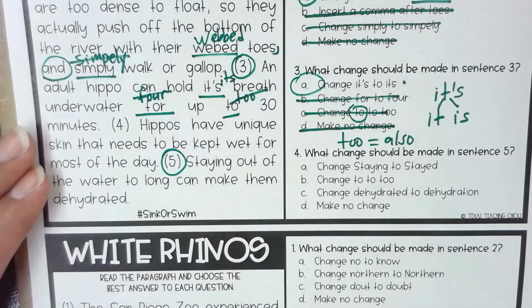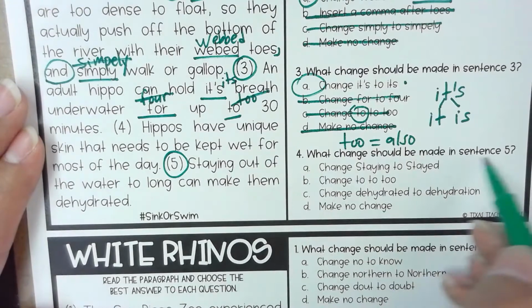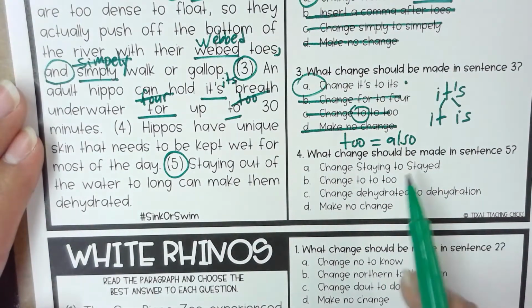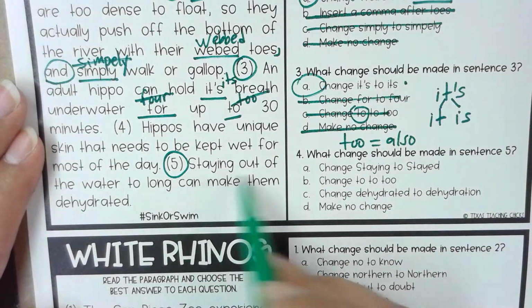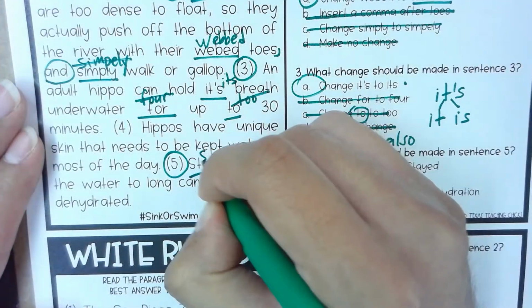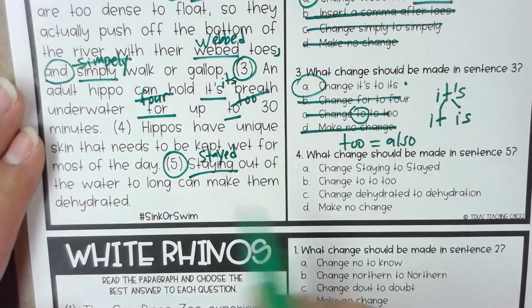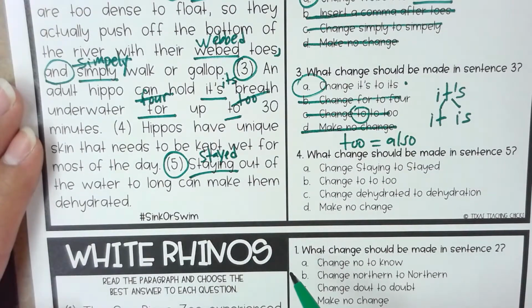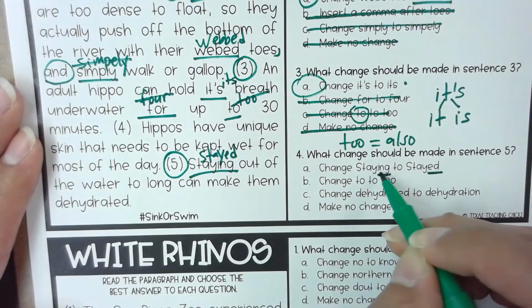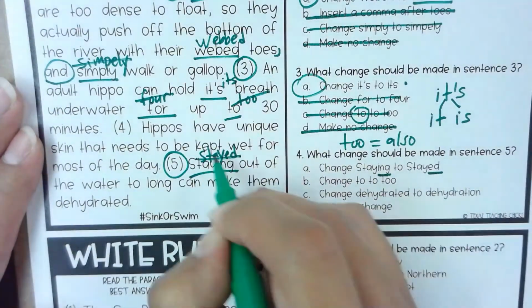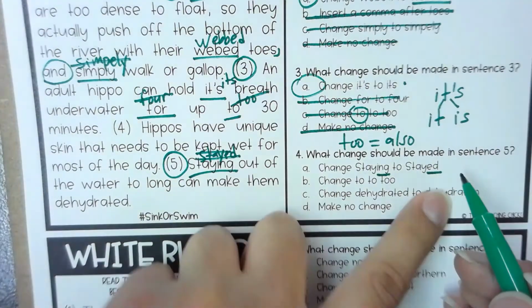Sentence 5. Staying out of the water too long can make them dehydrated. Now let's plug in our best edits. A. Staying to stayed. Underline it, plug it in. Now, stayed out of the water too long can make them dehydrated. It already happened in the past, so I get why you would want to change the suffix from ing to ed, but we need to cross this out. We need to keep the correct spelling and the correct use of the suffix.